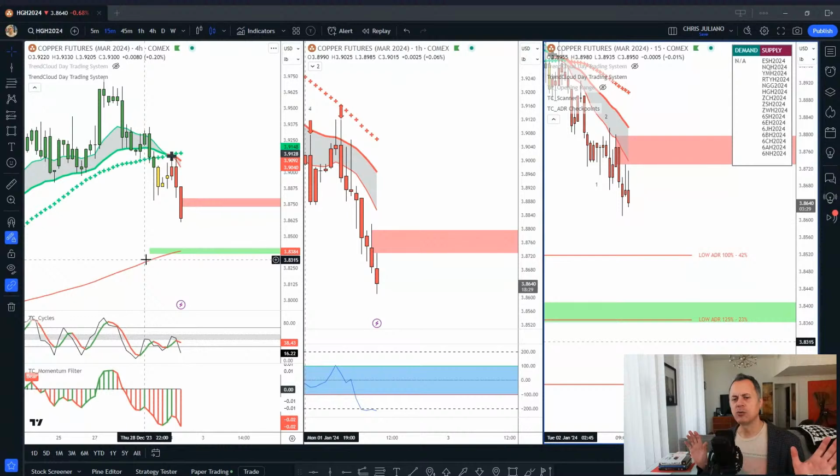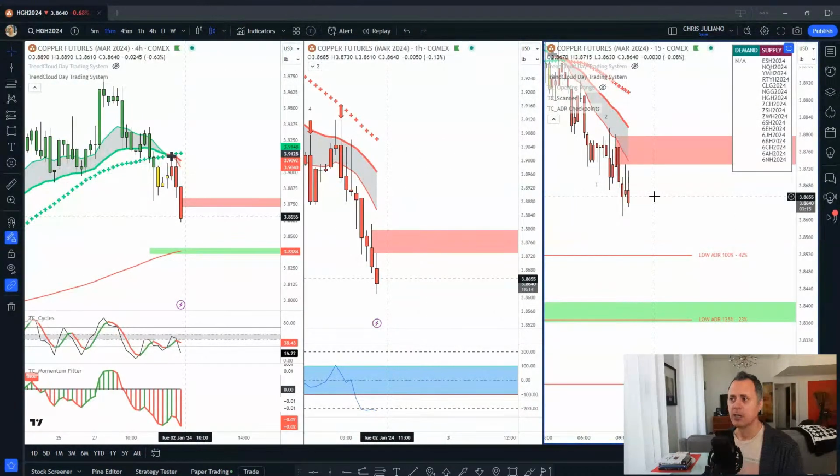Do you see how looking at multiple time frames is so valuable? And it's the only way, if you're going to trade live, okay, you need to be looking at multiple time frames on your chart.